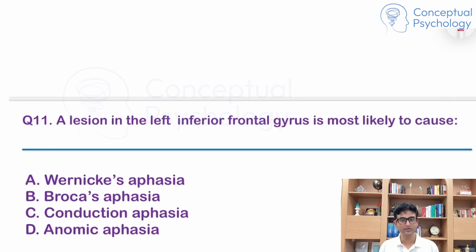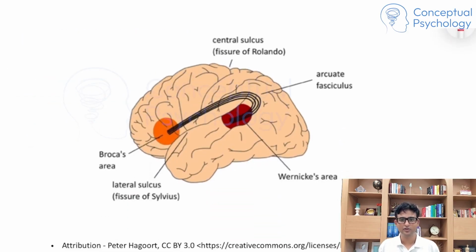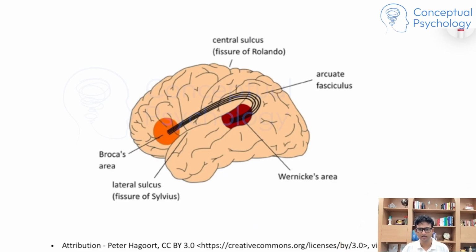Alright. Now, this is a question on aphasias. We know that aphasias are characterized by language disturbances. So, all these terms are important. Wernicke's, Broca's, conduction aphasia. So, I did a diagram here. Now, this is your Wernicke's area. And this is your Broca's area.